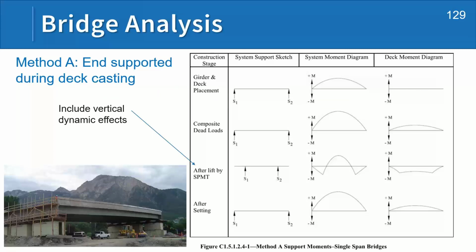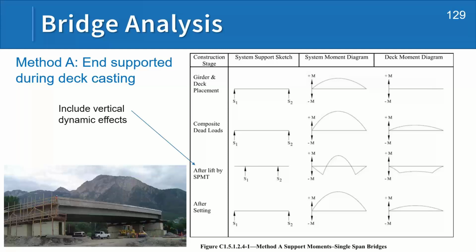Method A is where we support the bridge on the ends, and this is a photograph of a bridge in Utah being built a number of years ago. And you'll see the impacts of this, and the impact really is when you go to lift the bridge. In your standard deck casting, the stresses on the beams and in the deck are in compression when you add composite dead loads, so everything is fine until you lift the bridge. When you lift the bridge, significant moment reversals occur at the pick points, and that can cause cracking in the bridge deck. So you'll see the deck moment diagram on the third line shows the deck in tension when it's being lifted and transported.